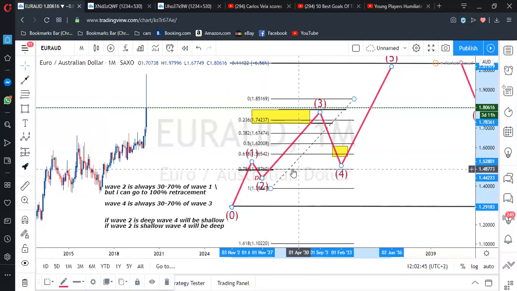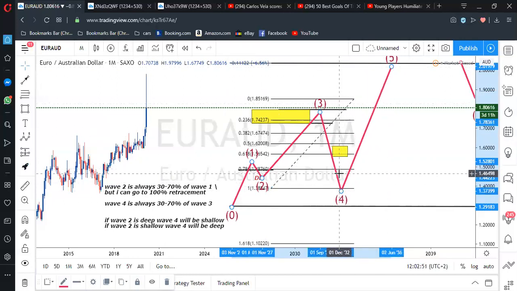If it's very deep, it would have to end here and then goes back up there. If it does surpass this, if it does do something like this, then you know that it has invalidated Elliott wave rules.